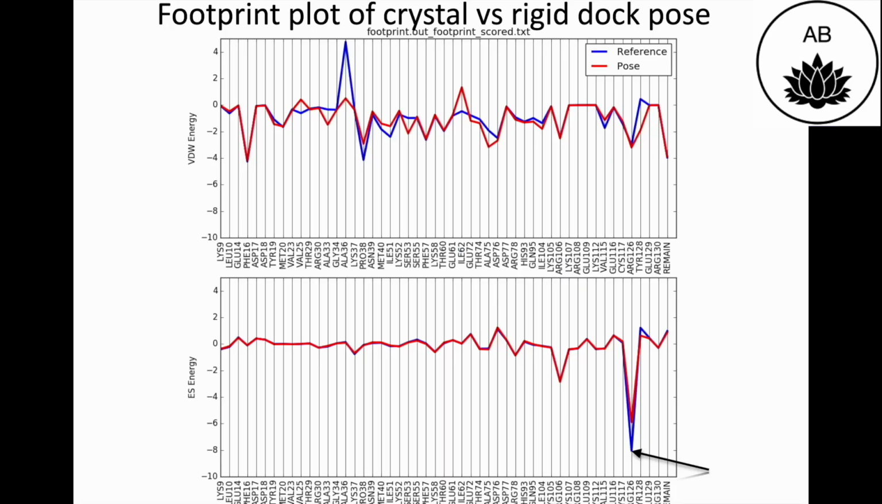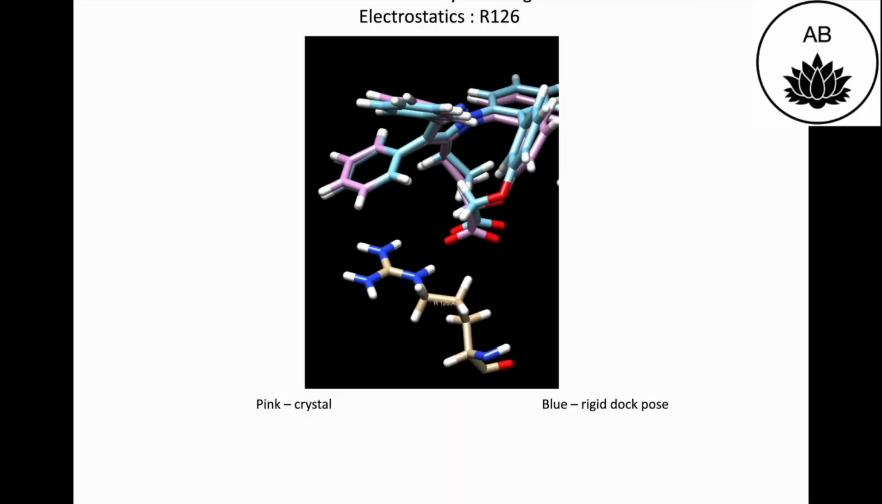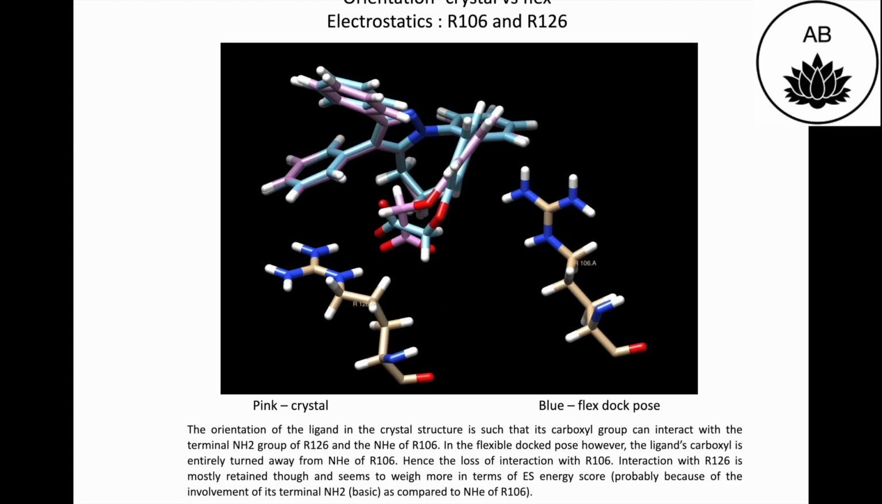One point of difference here in the rigid docked pose pointed out by the arrow in the graph below, and 2 points of difference pointed out by arrows in the flexible docked pose, again in the electrostatics energy plot below. Which is why I spoke of one interaction in the crystal versus rigid comparison, interaction with arginine 126. And I'm going to talk about two interactions here, interactions with 106 and 126. So what's going on here with R106 and R126 in the flexible docked pose?